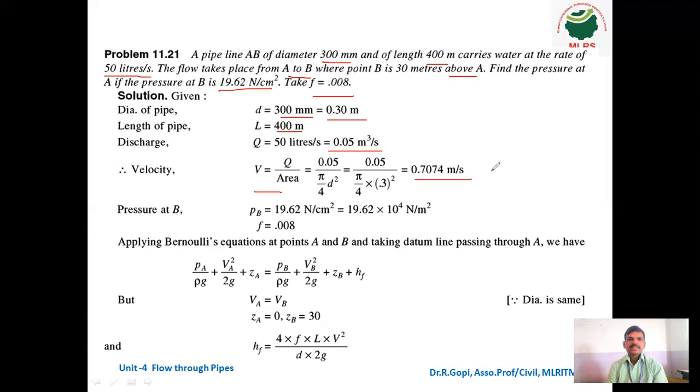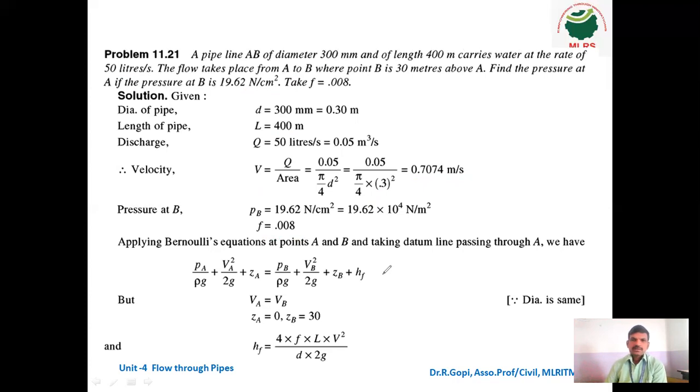Okay. Next, pressure at B. They have given the pressure at B in terms of Newton per centimeter square, so you must convert it into Newton per meter square. You have to multiply by 10 power 4. Next, f, the coefficient of friction, is given as 0.008. Okay. So what are they asking? Find the pressure at A.